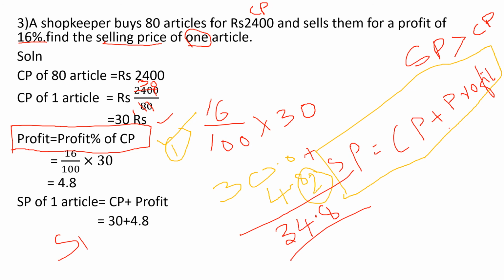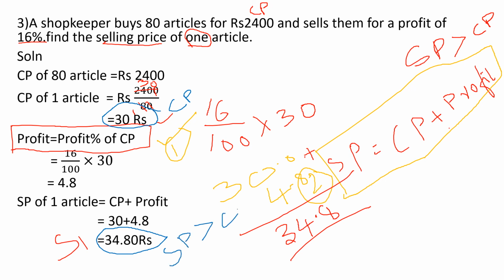Selling price of one article is equal to 34.80 rupees. So what is the cost price of one article? 30 rupees, right? This is CP. Okay. And now SP, what are you getting? 34.80. So here selling price is greater, right? So it is profit. What is given in the question was correct: the seller sells them for a profit of 16%. Okay. So this is how we want to do the calculation.